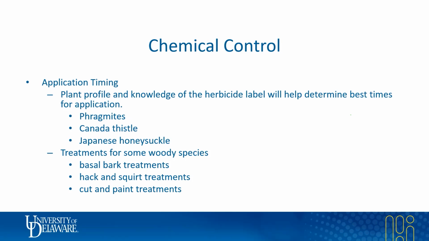The hack and squirt method is basically making cuts around the bark of a tree and treating. You only need to make the cut not too far in, not into the heartwood, just into where the xylem and phloem are, and get some chemical in there and it'll go down and kill the root system. That compares to the cut and paint treatments, where you cut some trees off completely and treat the outer portion of the stump with a concentrated herbicide, and it kills that plant.